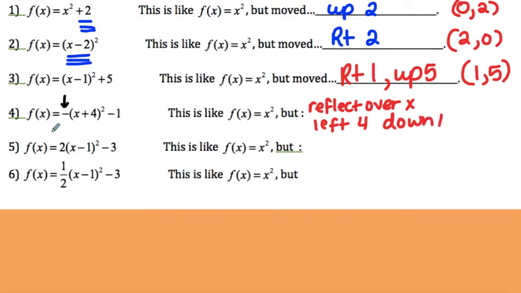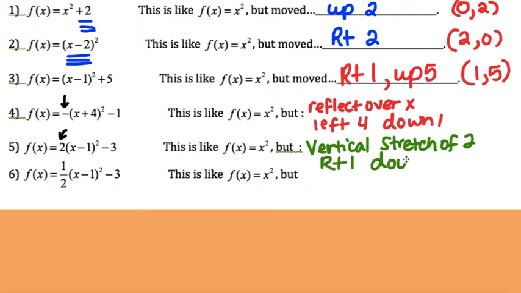All right, last one, when we put that a value in front, remember that's in the place of the a. When it's greater than 1, it's a vertical stretch, so it makes it narrower. So this is going to have a vertical stretch towards the y-axis of 2. It's going to move to the right 1 and down 3.